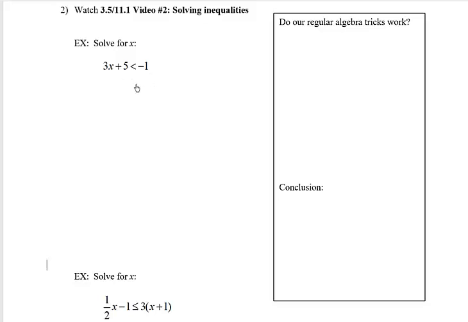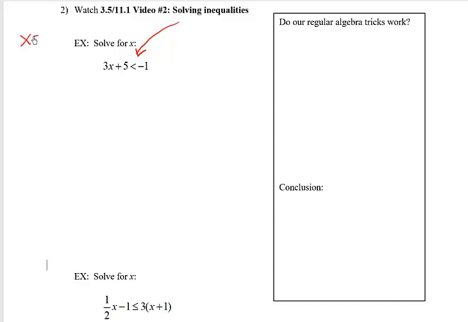When you solve an equation, generally you're getting one answer, but here you're going to get a whole ton of answers, because whatever you plug into this left side for x, it doesn't have to come out perfectly equal to -1. It just has to come out less than -1. There are lots of ways I could do that.